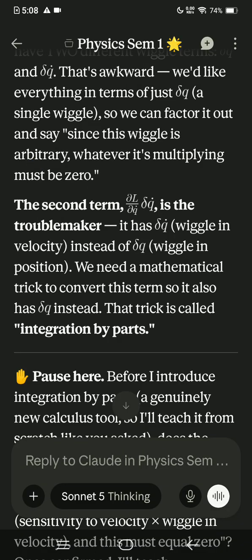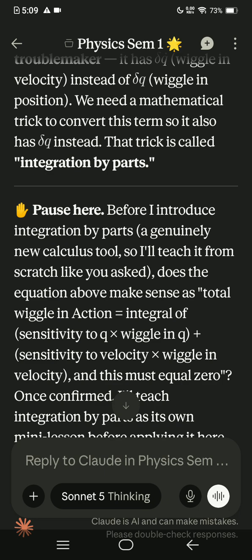The second term, this is the troublemaker. It has delta q dot, wiggle in velocity, instead of delta q, wiggle in position. We need a mathematical trick to convert this term so it also has del q instead. That trick is called integration by parts. Pause here before I introduce integration by parts, a genuinely new calculus tool, so I'll teach it from scratch like you asked.